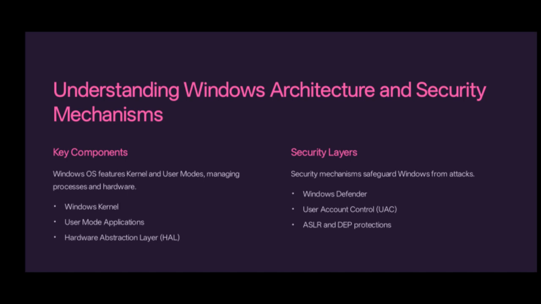3.3 Integrity Mechanisms. Windows uses Mandatory Integrity Control, MIC, to enforce different levels of trust. Low integrity: untrusted applications, e.g., Internet Explorer Protected Mode. Medium: standard users. High: administrative processes. System: services. Objects are labeled with integrity levels, and lower integrity processes cannot write to higher integrity objects.